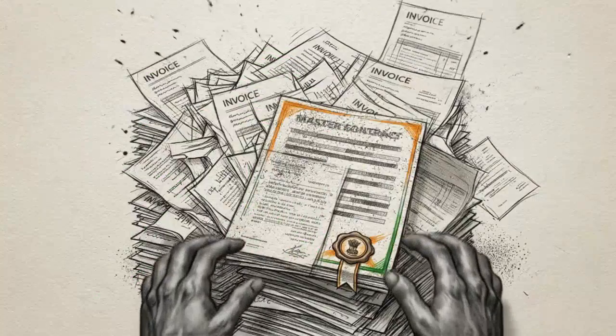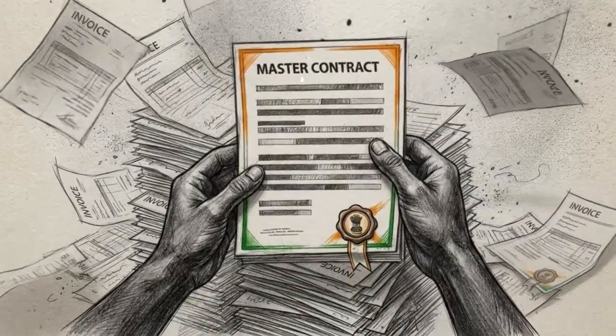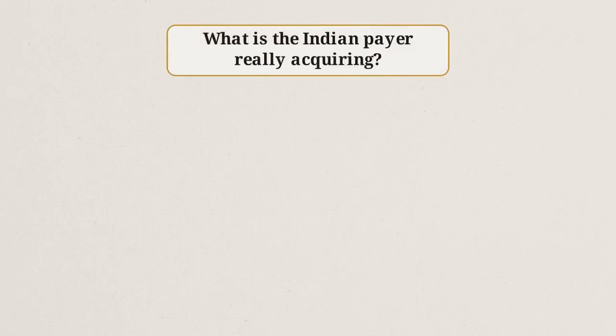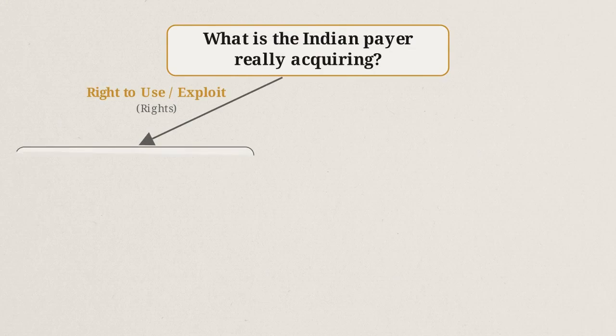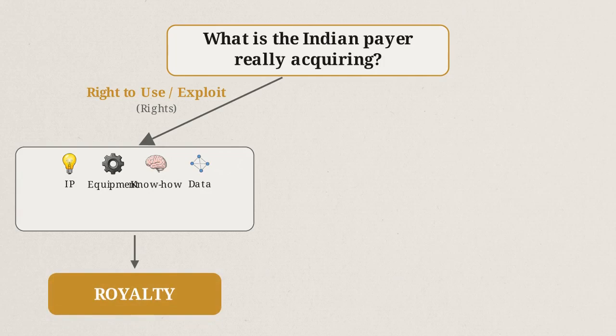To avoid these traps, we use a framework built on a single question that cuts through the noise of invoices and rates. This decision tree begins here. What is the Indian payer really acquiring? The first path is that the payer is acquiring a right to use or exploit an asset, such as intellectual property, equipment, know-how, or data. Granting access to use any of these assets, including transmission capacity, triggers a specific tax consequence. In these cases, you start your classification with royalty.